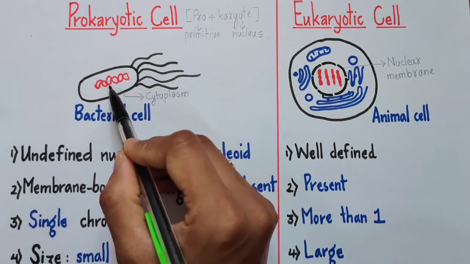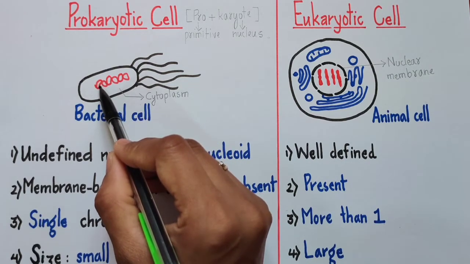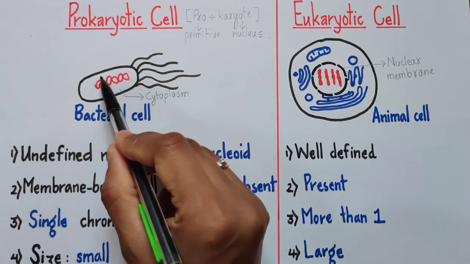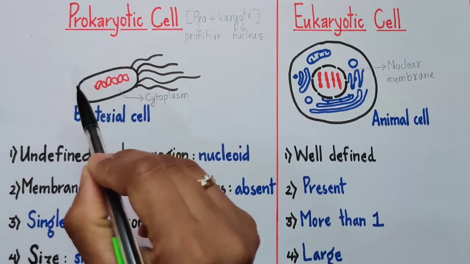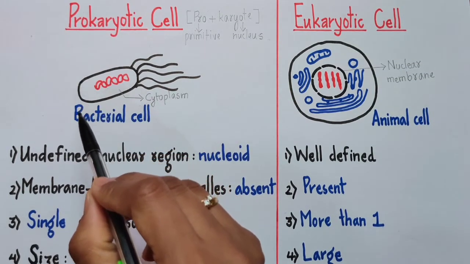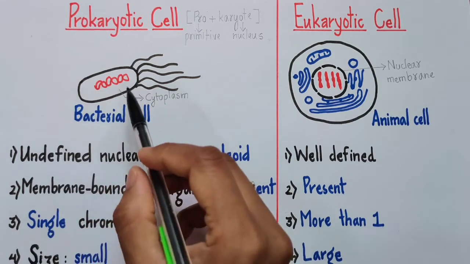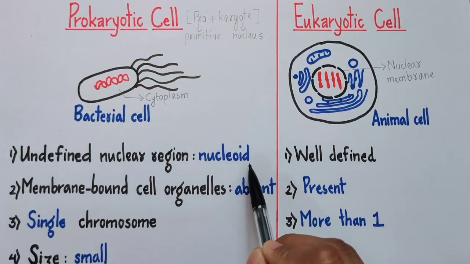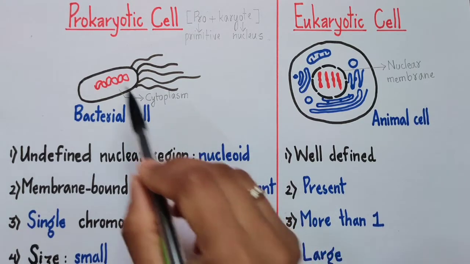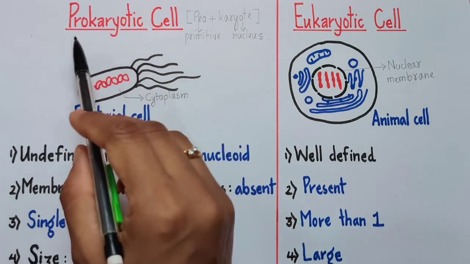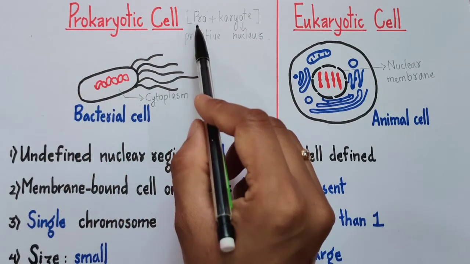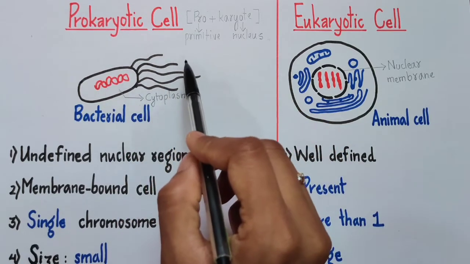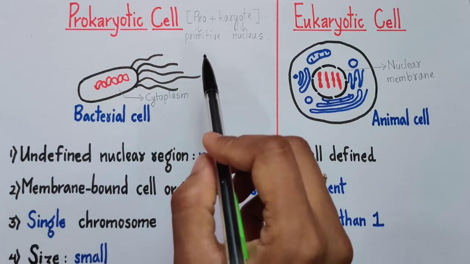But in the first case, the genetic material lies freely in the cytoplasm without any protective layer. Such an undefined nuclear region containing only genetic material is called as nucleoid, and such cells are called as prokaryotic cells. If you just split this term, pro means primitive, karyot means nucleus. So these cells have primitive nucleus which are not evolved.